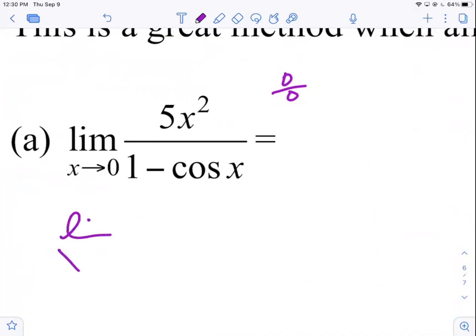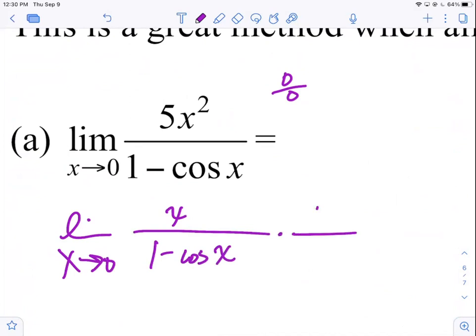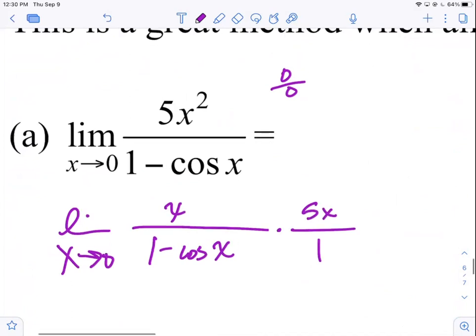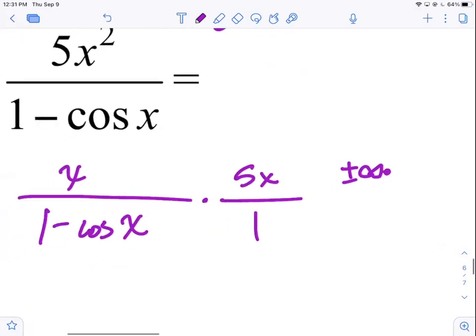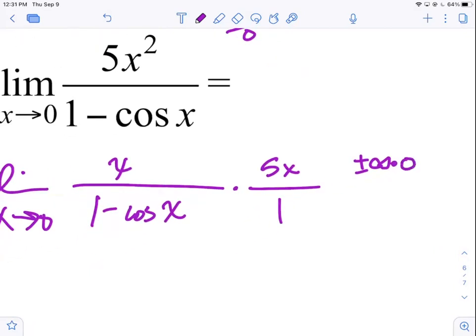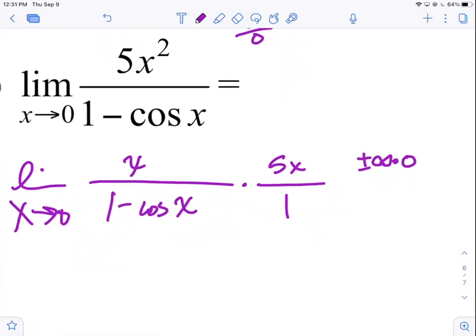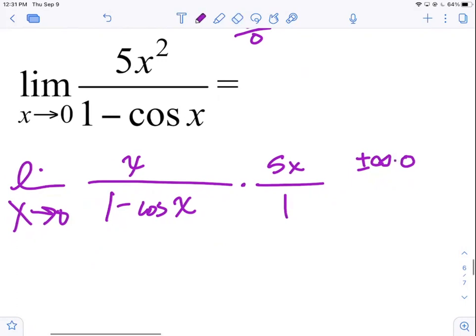So let's go ahead and split it up. Let's call this x over 1 minus cosine of x. That's the 0 over 0 problem, yes? Times 5x over 1, the non-zero over 0 problem. That's just the associative property of multiplication. Now by direct substitution, the first factor gives us some type of infinity. And by direct substitution, the second factor gives us what? 0, right? 5 times 0 is 0? Yes. So I end up with infinity times 0. What is infinity times 0?